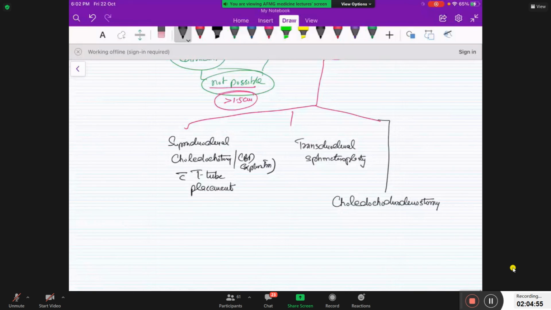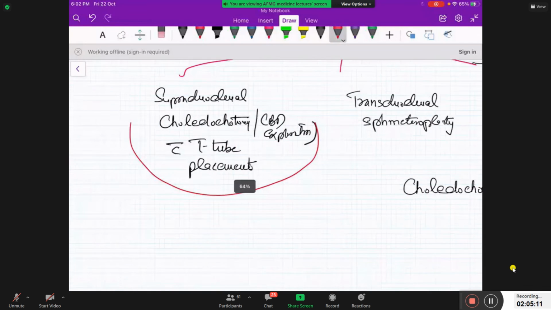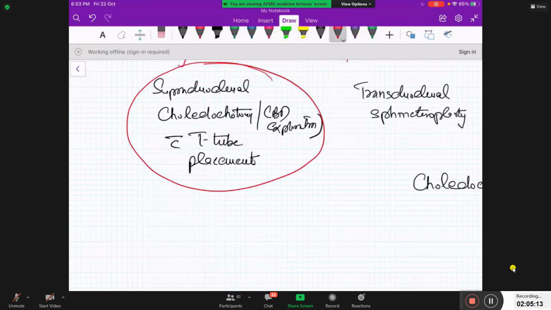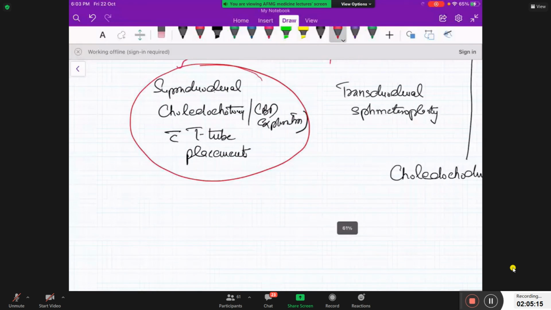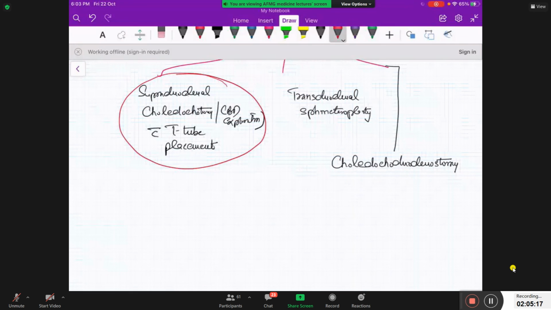Out of these three options, the preferred one is supraduodenal choledochotomy with T-tube drainage. And after this, just note this point, no further detail required.